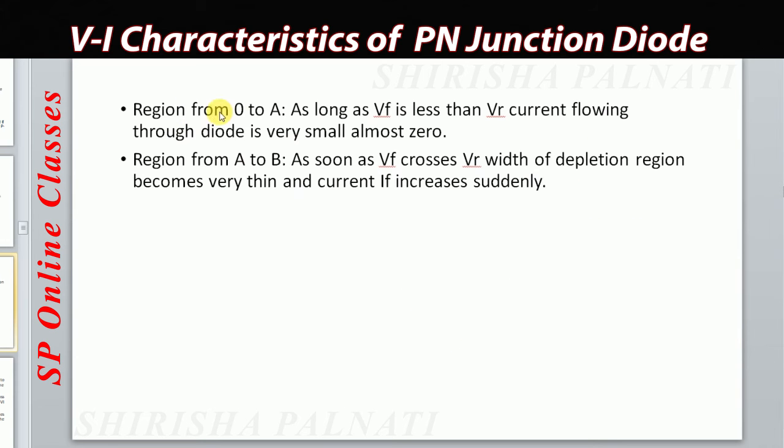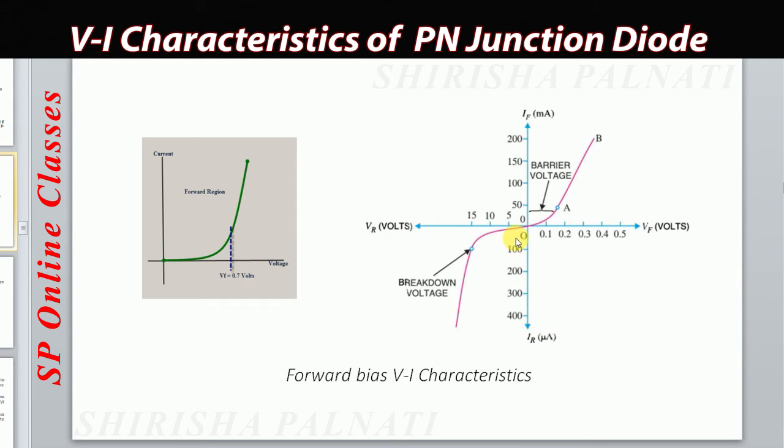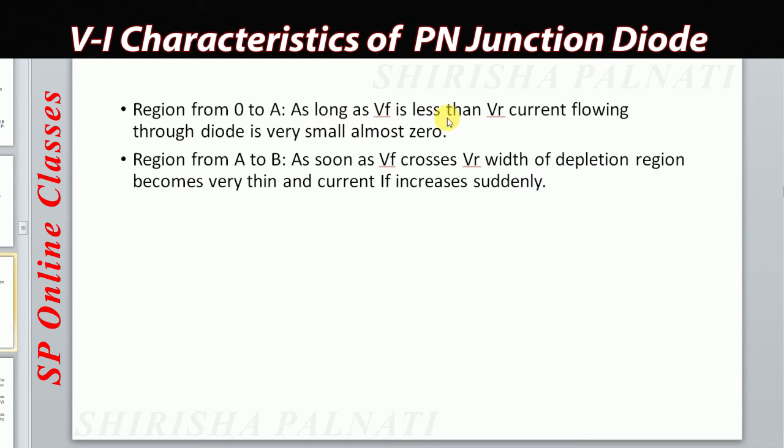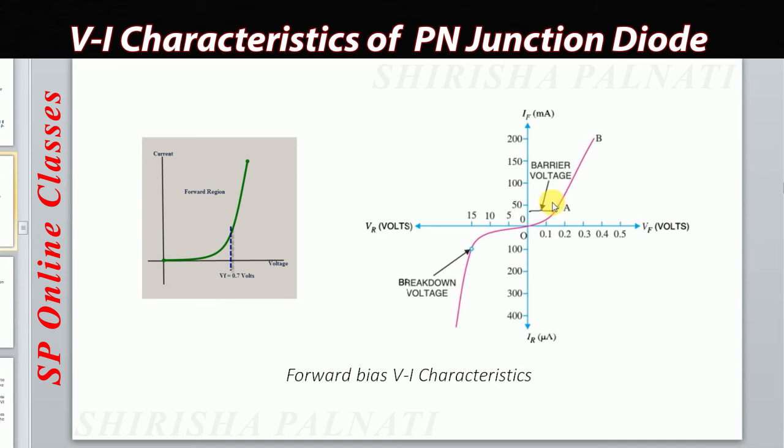Region from 0 to A: as long as Vf is less than Vr, the current flowing through the diode is very small, almost zero. Here Vr means, as I already told, the potential barrier, represented as Vr, Vo and Vf. If the voltage increases up to the potential barrier, then the current flows through the diode and the current increases.